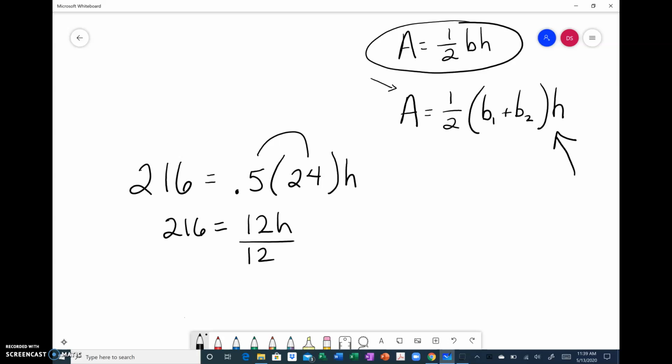So my only sort of difficult math is dividing 216 by 12 to get h alone. And that comes out to 18. So the height is 18 meters. Again, let me remind you, it is not 18 meters squared because it is the height. It is not the area. Only the area gets squared.